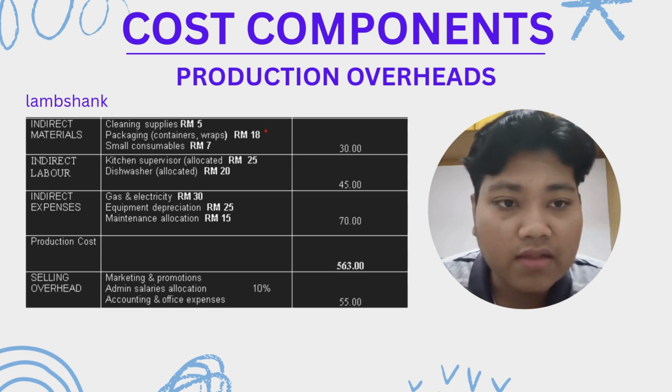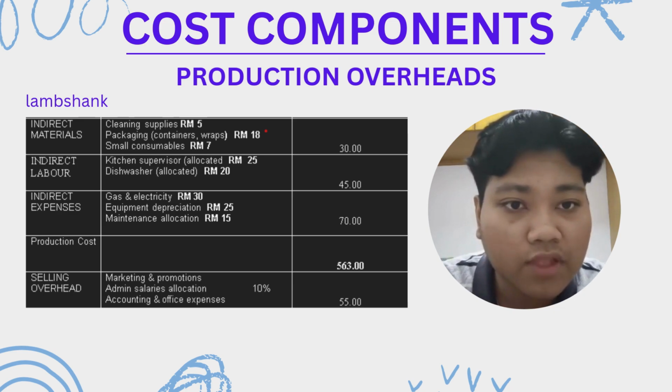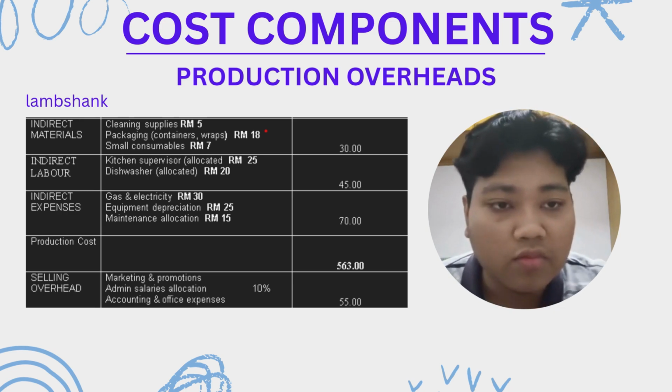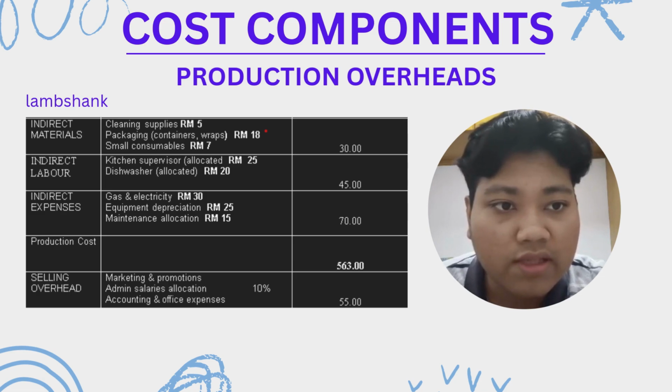After that, we have selling overheads. These are costs related to selling and administration rather than production. They include marketing and promotion, admin salaries allocation, which is calculated at 10%, and accounting and office expenses. The total selling overhead shown here is 55 ringgit.